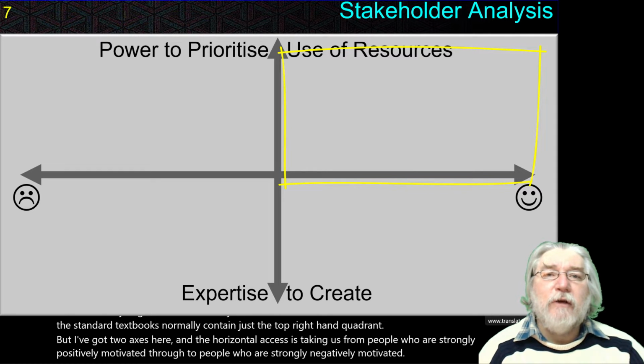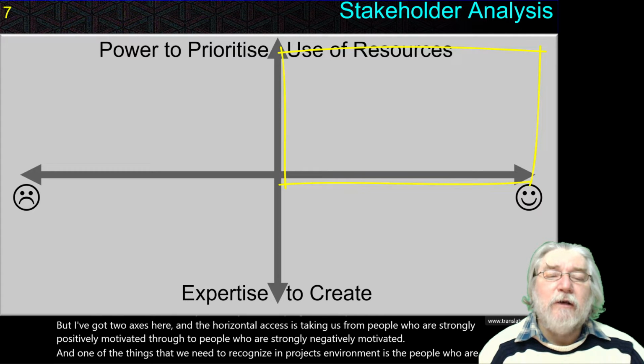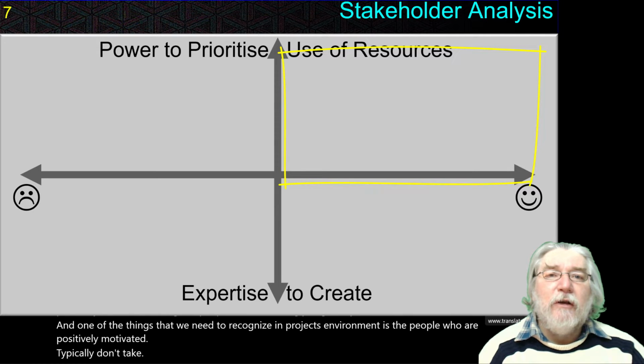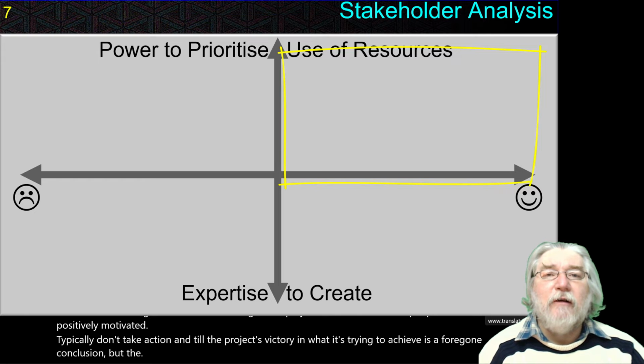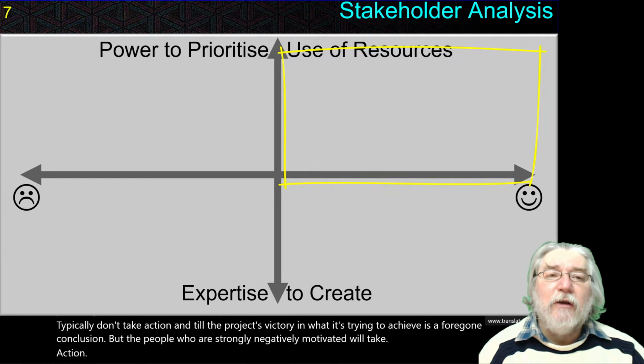And one of the things that we need to recognise in a project's environment is the people who are positively motivated typically don't take action until the project's victory in what it's trying to achieve is a foregone conclusion. But the people who are strongly negatively motivated will take action at every opportunity because they fear or see that they are going to lose out.